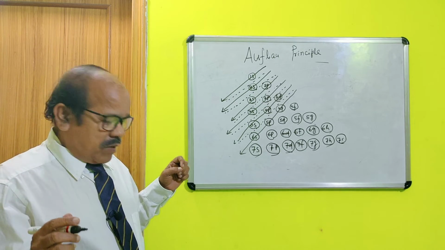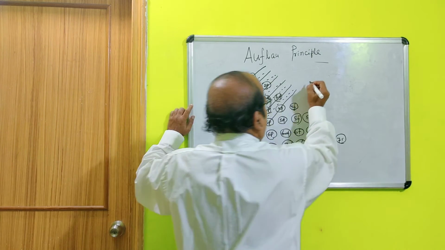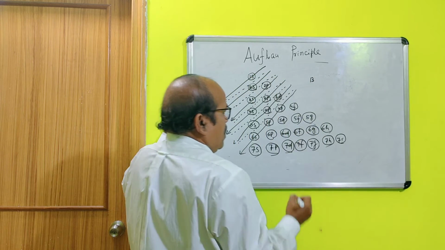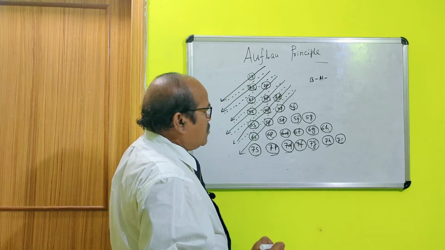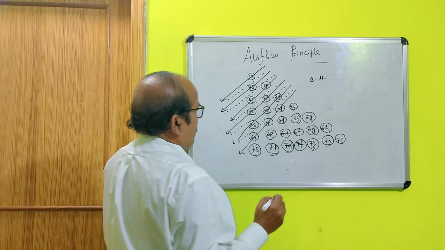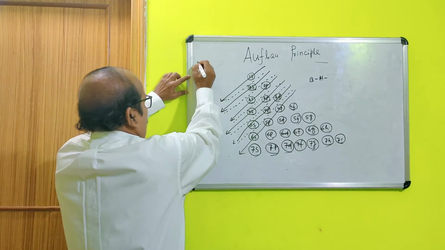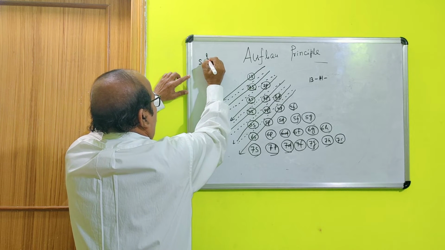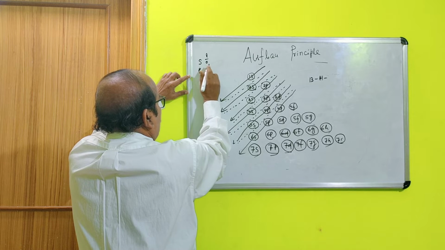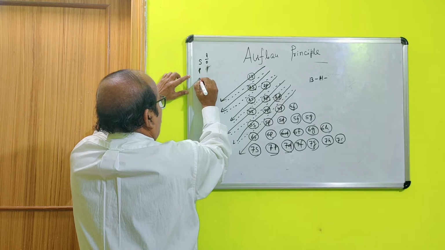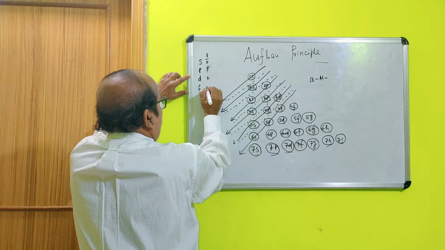Let me tell you some examples. Suppose for 13, the element is aluminum. We have 13 electrons. For s orbital, l value is equal to 0. For p orbital, l value is 1. For d, 2. For f, 3.